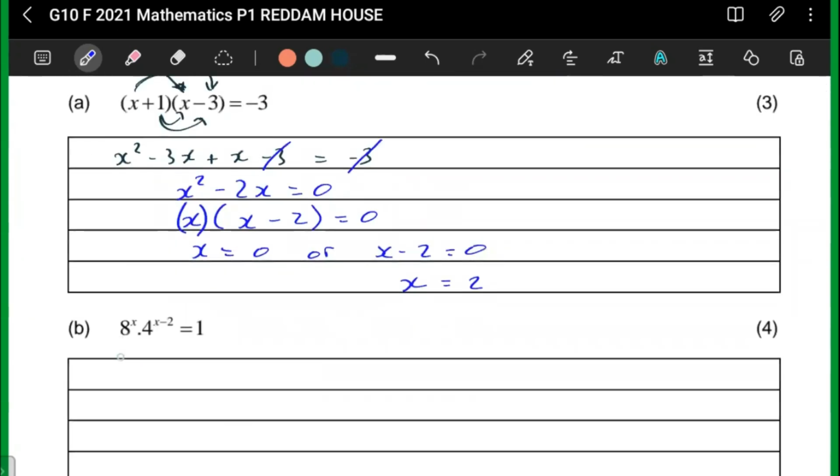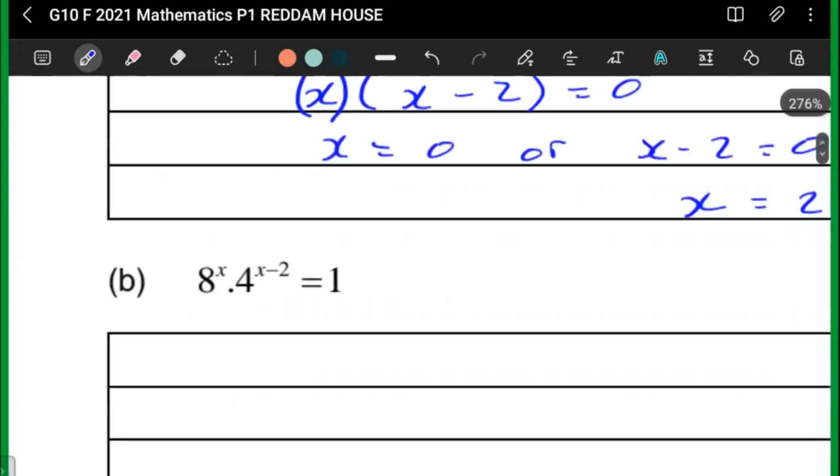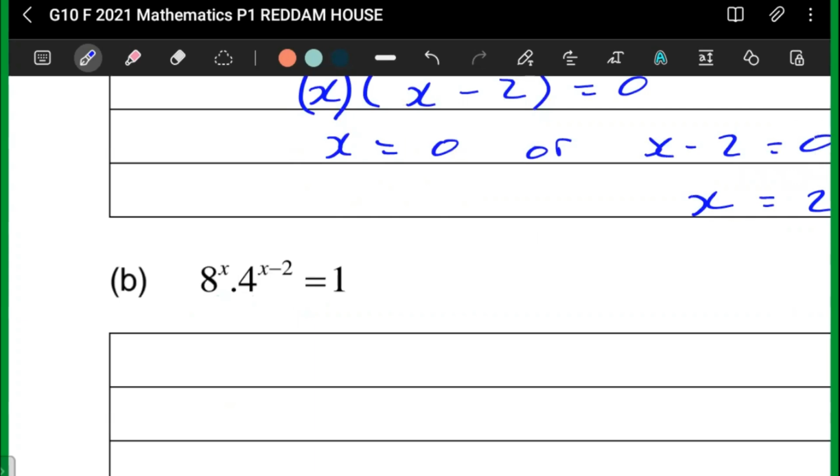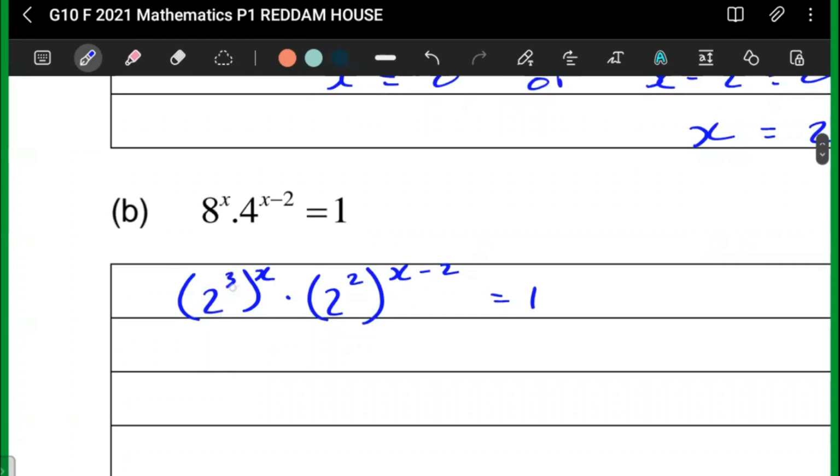Solving for x here, we obviously need to deal with the bases and the exponents. So fortunately, each of these bases can be written in another way. The 8, we can write it as 2 to the power of 3, but the whole thing has to be to the power of x. 4, we can write it as 2 to the power of 2, but the whole thing is to the power of x minus 2. And then 3 times x is 3x as the exponent. And then 2 times this here, right?